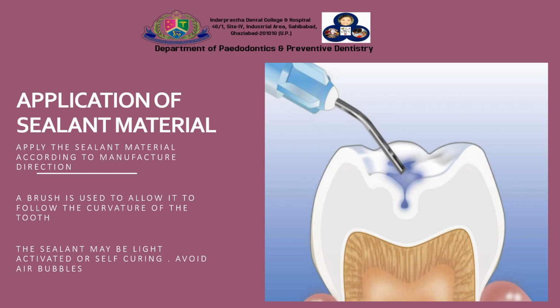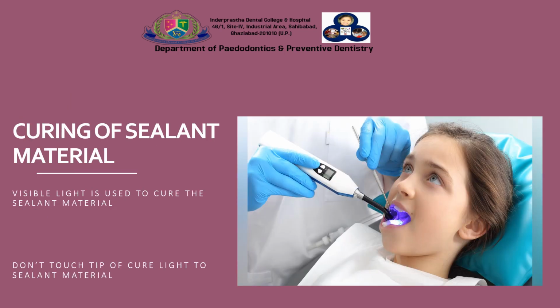Remove the carious portion, then apply the sealant material according to the manufacturer's directions. A brush is used to allow it to follow the curvature of the tooth. The sealant may be light activated or self-curing, and avoid air bubbles. Visible light is used to cure the sealant material. Don't touch the tip of the cure light to the sealant material.